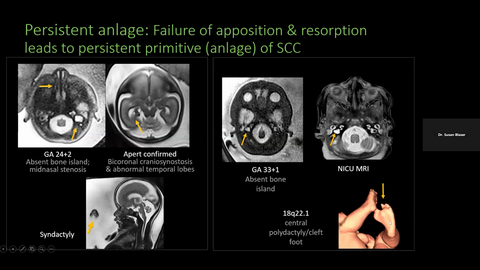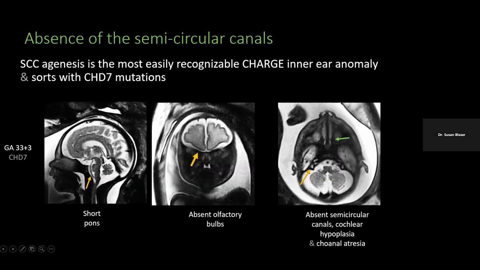Here's a 3D fetal MRI showing that there was a central polydactyly with a cleft foot, and this particular fetus did have a confirmed diagnosis. So here, let's take a look at absence of the semicircular canals. Semicircular canal agenesis is the most easily recognizable CHARGE inner ear anomaly, and it sorts with CHD7 mutations. In fact, you could say if you see it, you're very likely going to have CHD mutations, even if you don't have some of the other features.